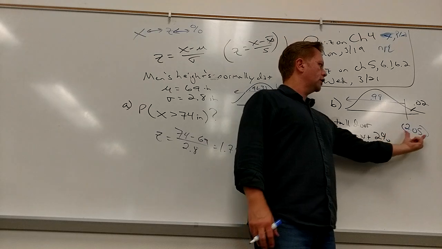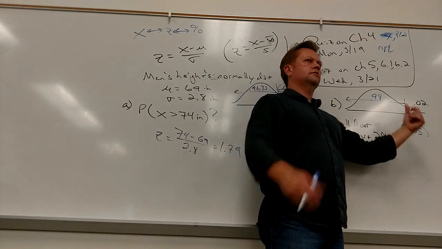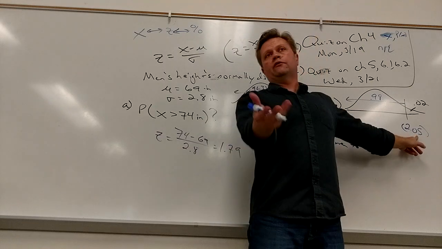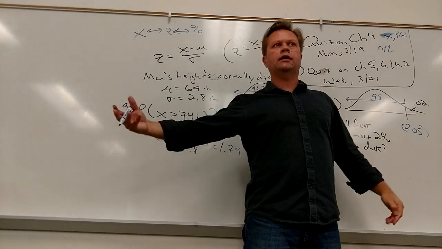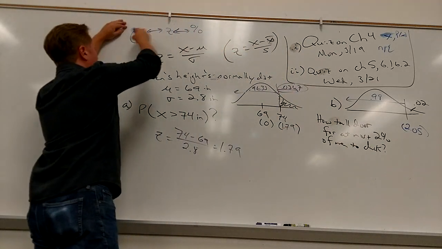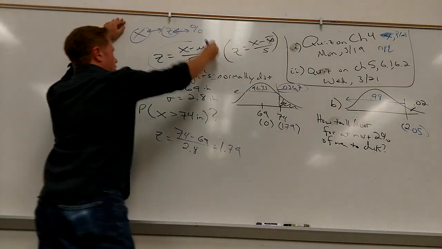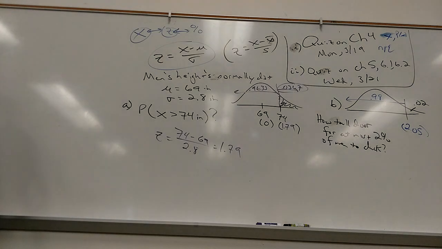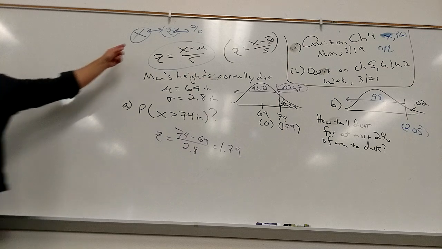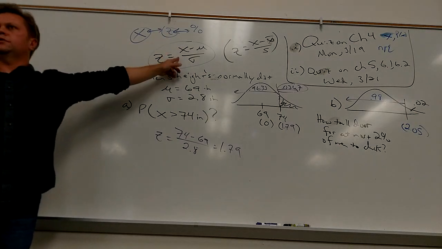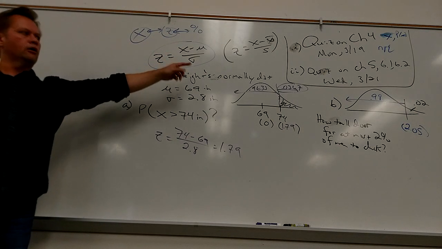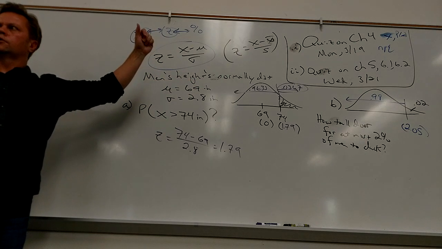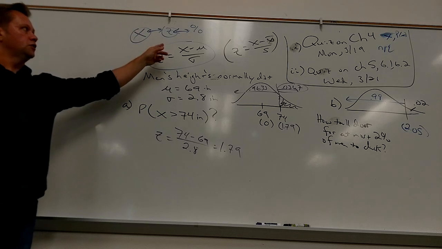So how do I go from here back to a height? This is a z-score, right? Because we got it from the z-score chart. So how do I get back to a height? Well, how do I normally go from x to z? I use this, right? Let me stop here for a second. Is that how I go from an x to a z-score? I use the z-score formula, right? Now I want to go from a z-score back to an x. So all I've got to do is use the same formula.